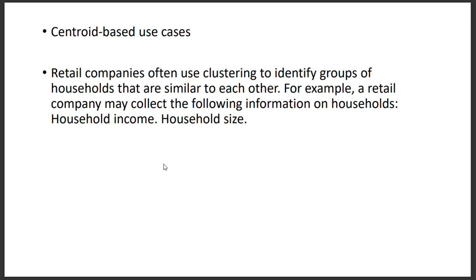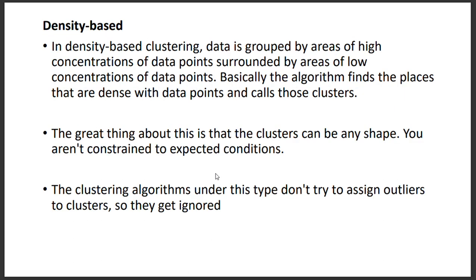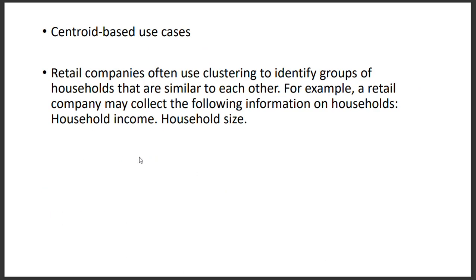Centroid based use case: retail companies often use clustering to identify groups of households that are similar to each other. For example, a retail company may collect the following information: household income and household size. It is household based grouping, some urban areas and so on. We can see urban areas, depending on the household and their income and size, whatever it may be.